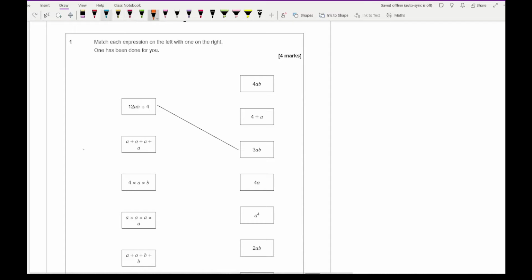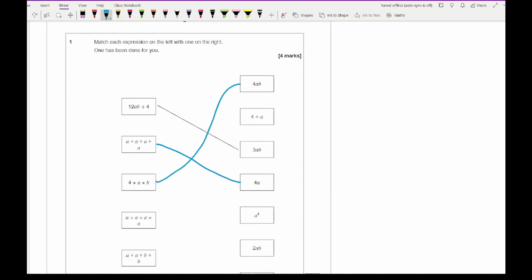As the first one's done for us, the second one is a plus a plus a. When we're adding, we're just adding the quantities together, so what I can see there is 4a. So the correct answer is going to the fourth box. The next one is 4 times a times b. When you're multiplying, you just merge the things together, so what we're looking for here is 4ab, which is our very first option.